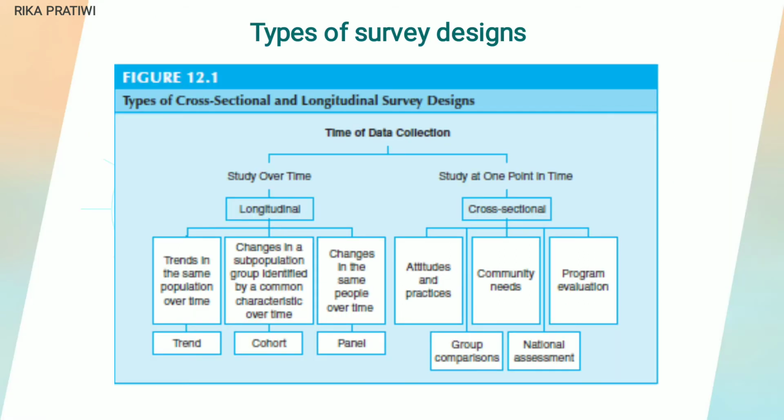These are the types of survey design based on the time of data collection. We have two types of survey design. The first one is study over time, which we can call longitudinal. And the second one is study at a point in time. I will start with study at one point in time, or what we call a cross-sectional survey design, in which the researcher collects data at one point in time.